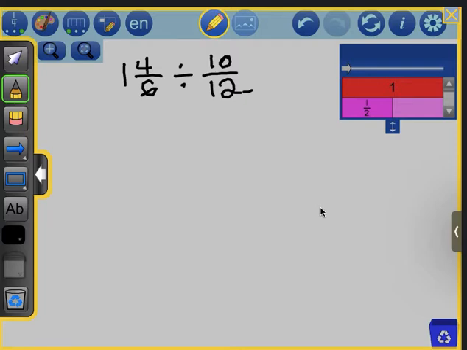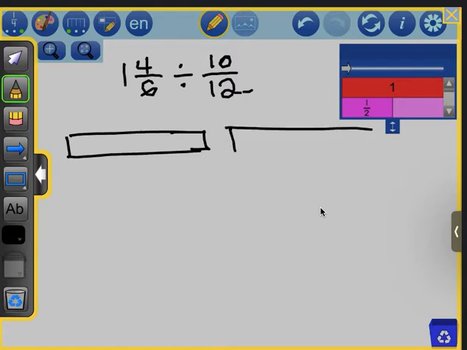So we have 1 and 4 sixths divided by 10 twelfths. So I'm going to make 1 whole. And I know I have more than 1 whole, so I'm actually going to make 2 wholes. Okay, so now, make this a little more even.